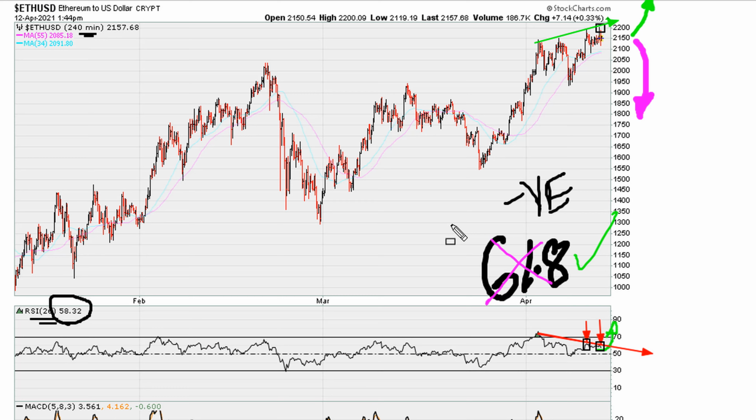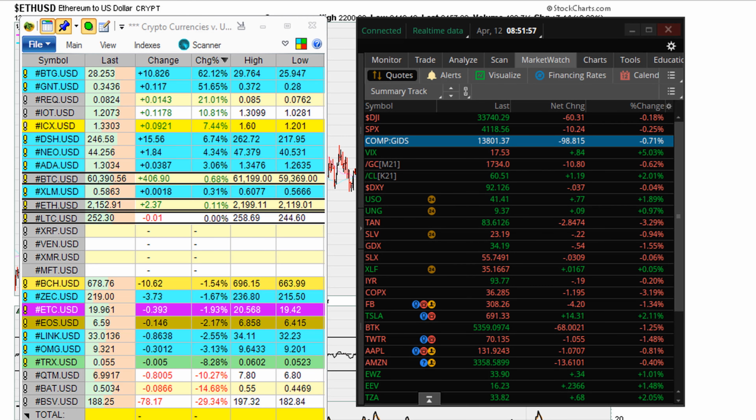Maybe we've already seen major highs that were recorded this weekend. We shall see. And remember, if there's going to be a sharp pullback, it's going to be very aggressive and nasty to the downside. So be it.